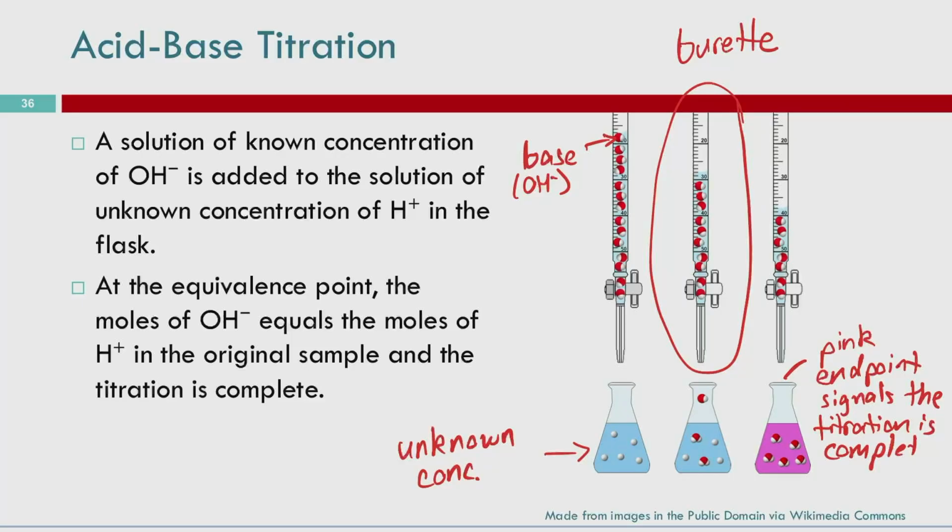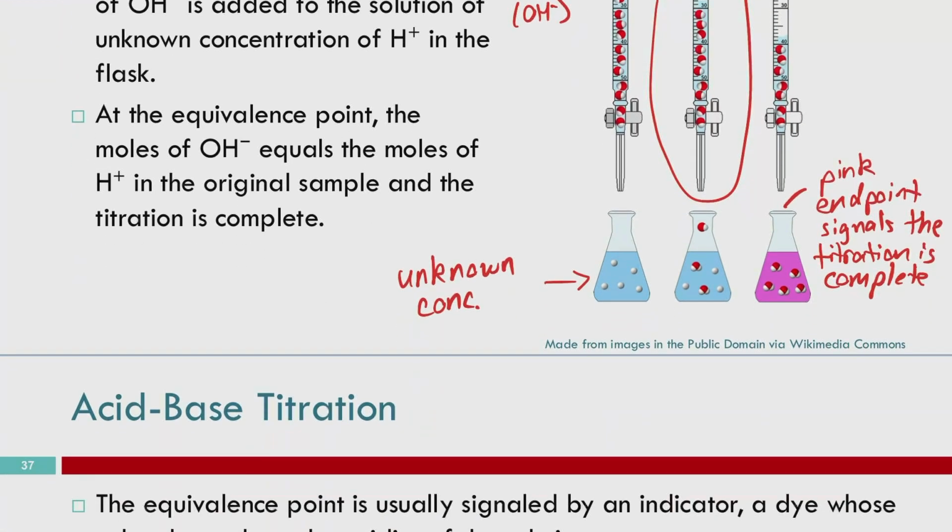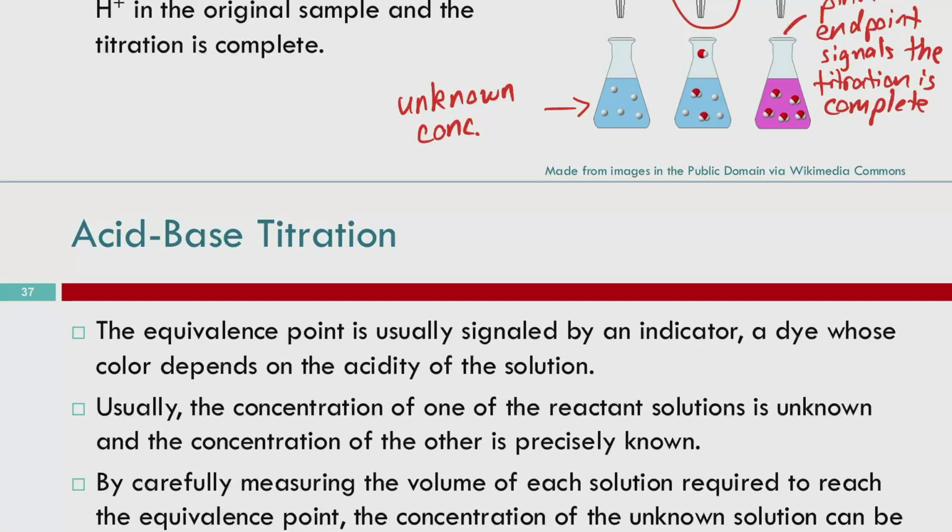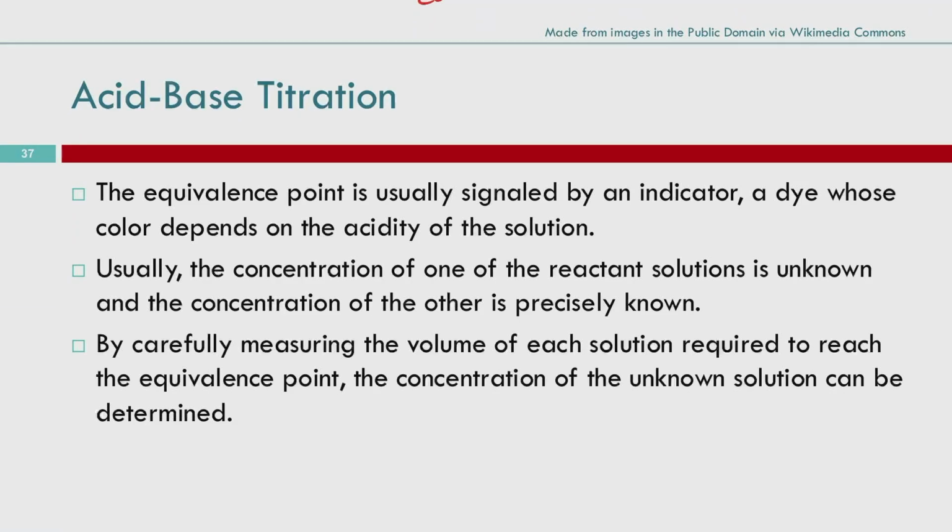We've added approximately equal amounts of acid, whatever was in the flask, and base. And since we know the concentration of our base, we know how much of the base we added, we can calculate how much of the acid we had in the solution. We know how much volume we had, or what mass we had, and we can figure that out. Our equivalence point is usually signaled by an indicator.